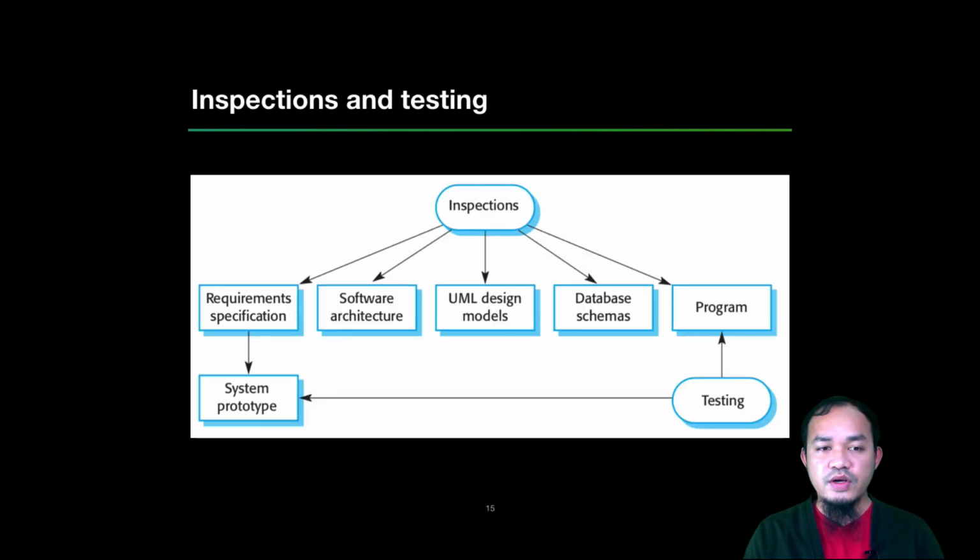For example, here is a comparison between inspection and testing. Inspection can be applied to any process. It can be applied to requirement specification, software architecture, UML design models, database schemas, and programs. But for testing, we are actually testing the program only, to see whether the code is running well or not, without any failure, bug, and defect.